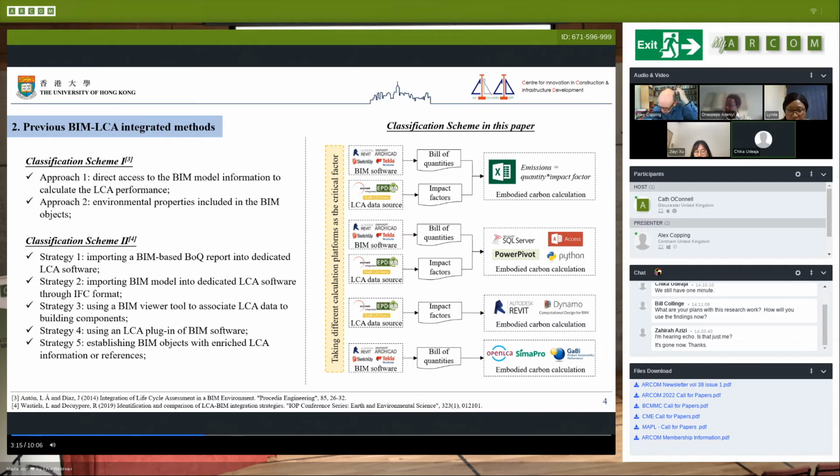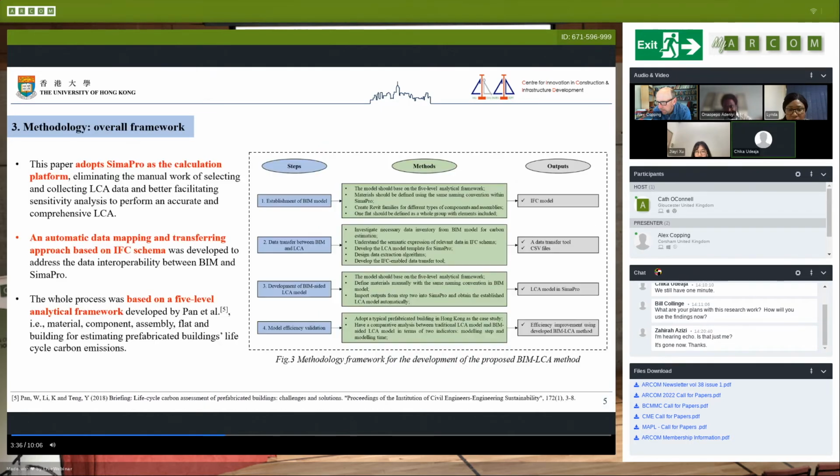Despite numerous advantages, 2 challenges have been discovered and emphasized. The first challenge is the burdensome and cumbersome process of selecting proper LCA data from diverse data sources. And the second challenge is the data interoperability between BIM and LCA tools. These limitations impair the efficiency of BIM-LCA methods.